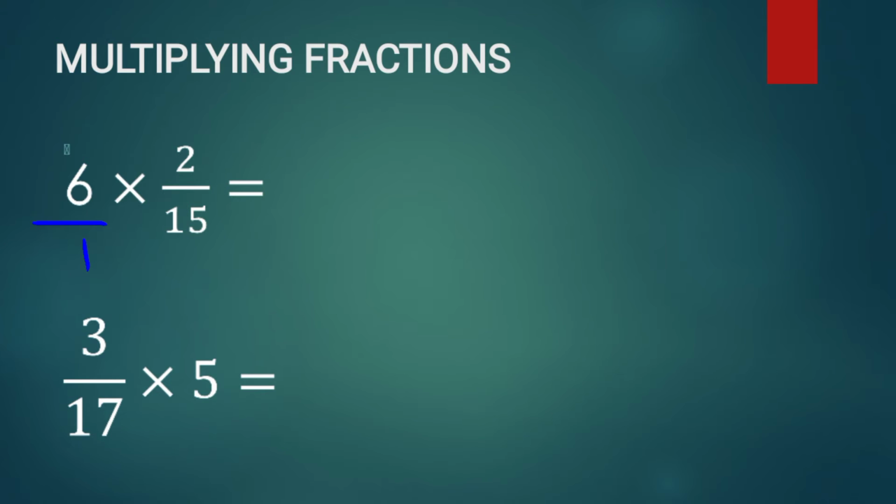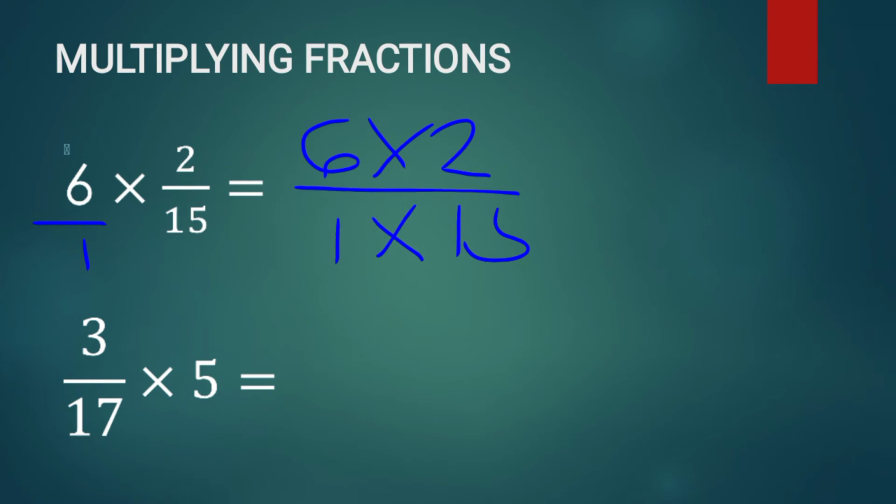Again, multiply the numerators. 6 times 2 over, multiply the denominators, 1 times 15, equals 6 times 2 is equal to 12 over 1 times 15 is 15. So therefore, 6 multiplied by 2 over 15 is 12 over 15.